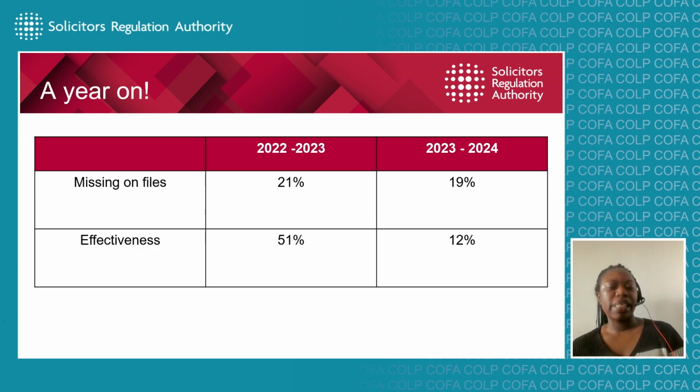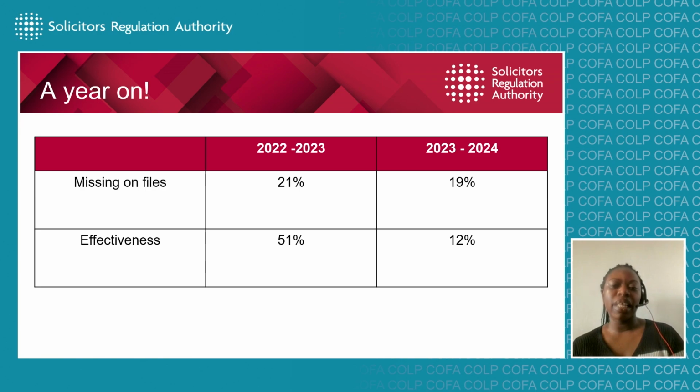Okay, so what have we seen on client matter risk assessments one year on? So you note from the screen that between April 2022 and April 2023, we found that 21% of files reviewed in that period did not contain a client and matter risk assessment. This figure has dropped to 19% between April 23 and April 24.